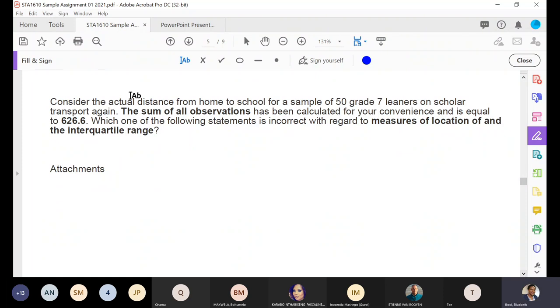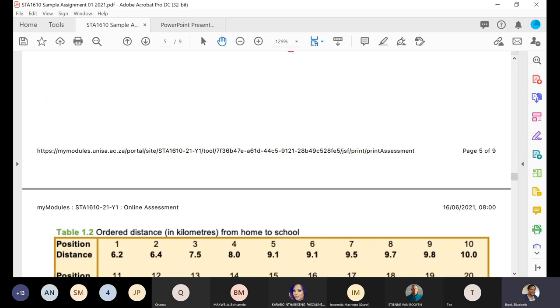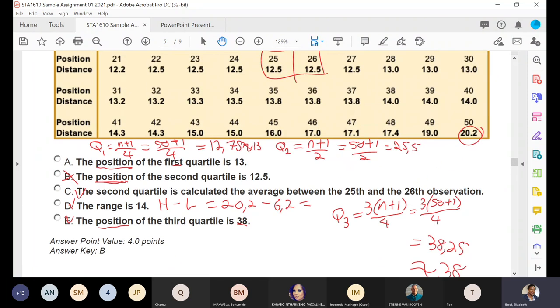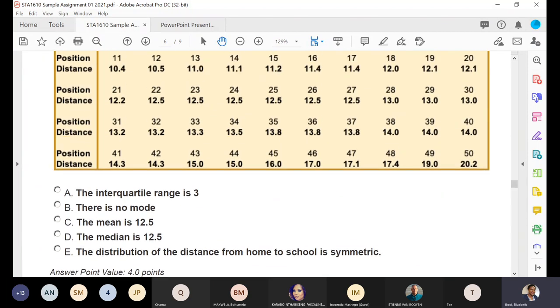Number nine, they say, consider the actual distance from the school, the sum of all observations. So they have given you the sum of all observations. They say it's 626.6. And they want you to find which one of the following statements is incorrect with regards to measures of classification and interquartile range. If you look at the information that we used, this is the information that we had, which is similar to what we have here. So I'm not going to ask you to recalculate some of this because we have them. We can come back and refer to the question that we had previously.